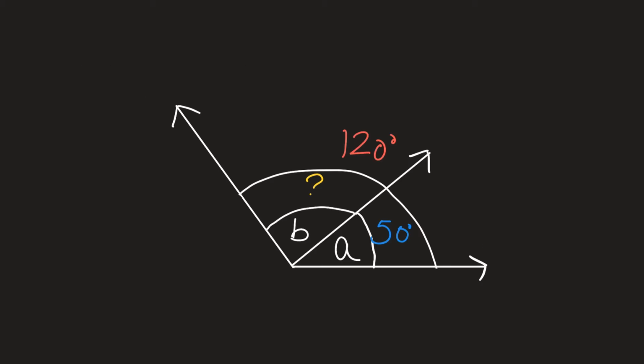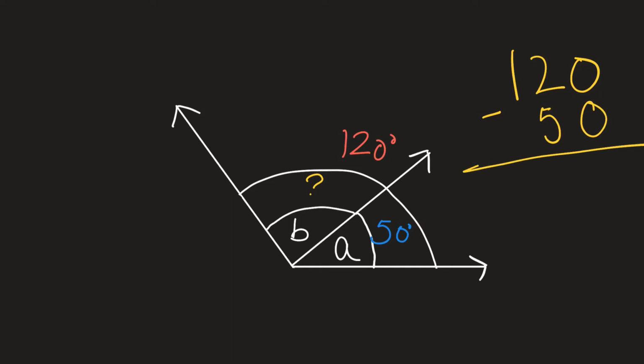So here we have an example. We've got angle A, which is 50 degrees. We've got angle B, and we don't know what that is, and we want to figure out the measure of the whole angle, so this whole thing right here. In order for us to do that, we are going to have to subtract. So it is going to be 120 minus 50.